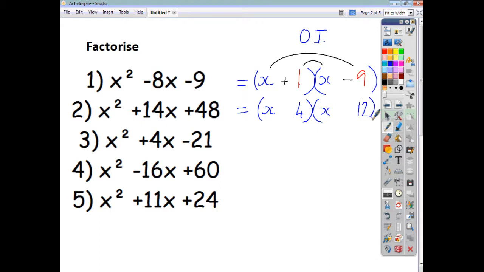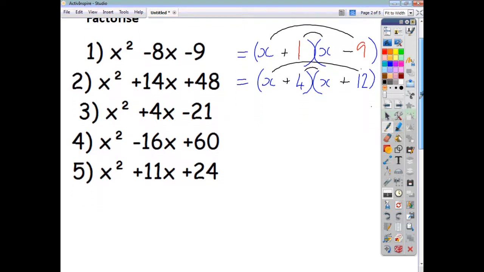Again, think of OI, outsides and insides. You want positive 14x, so you need positive 12x and you need positive 4x. Now, before you even do anything, if you look at the last term, if this is negative, then you know your signs are going to be different. If this is positive, then you know your signs are going to be the same. Same signs, when you multiply, positive answer. So that's just a wee thing to bear in mind.